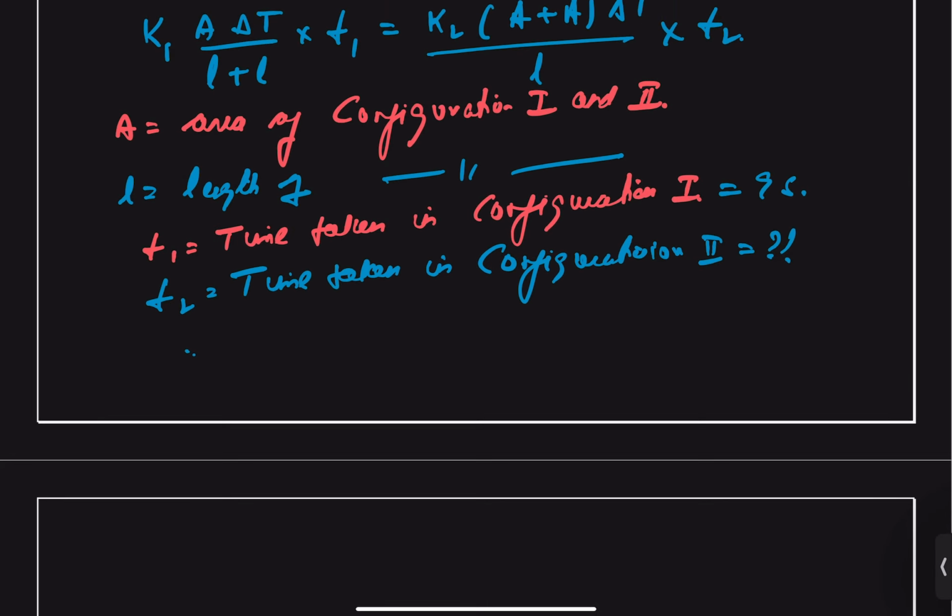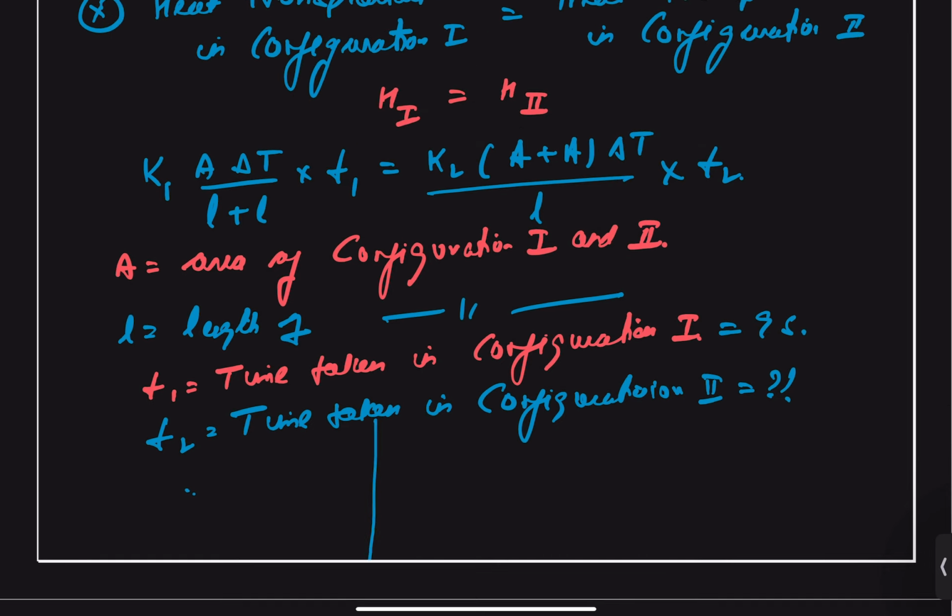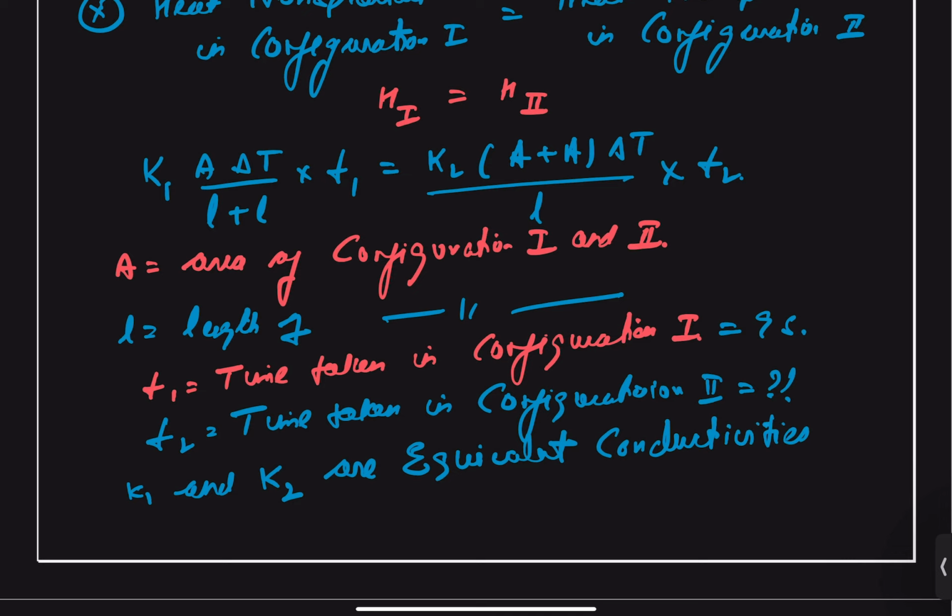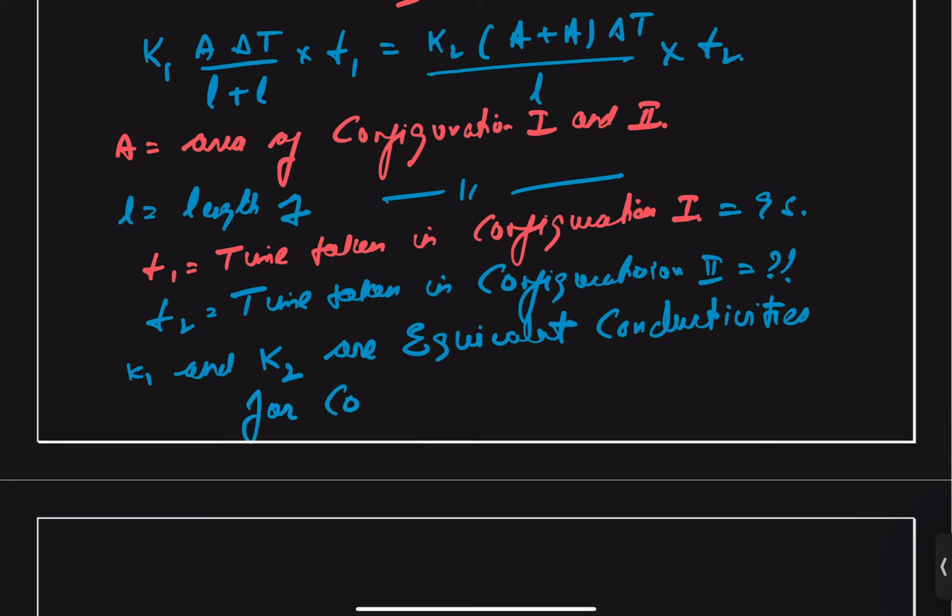K1 and K2 are the equivalent conductivities for configuration 1 and 2 respectively.